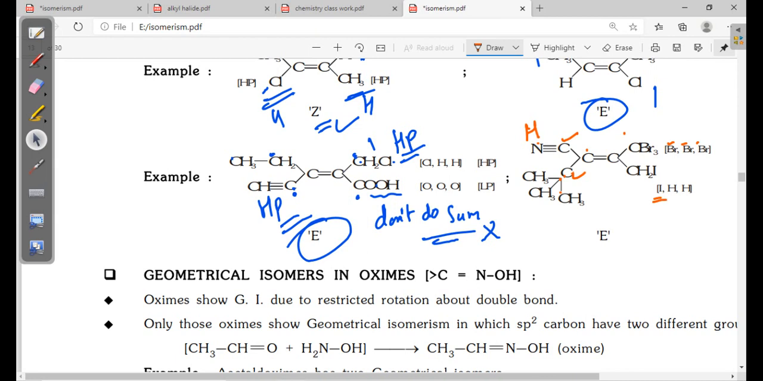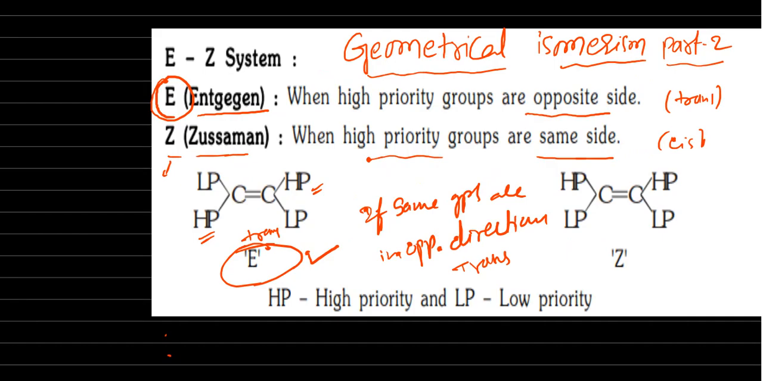Okay, we don't do the sum. Just iodine's atomic number is higher. So here nitrogen is higher. Here iodine is high priority. So high priorities are on opposite sides. So E. Okay, don't do sum. Only atomic number. At least one atom is there. Okay, it's okay. No problem. Right? EZ nomenclature means like this we have to give. And some more examples I will give you.